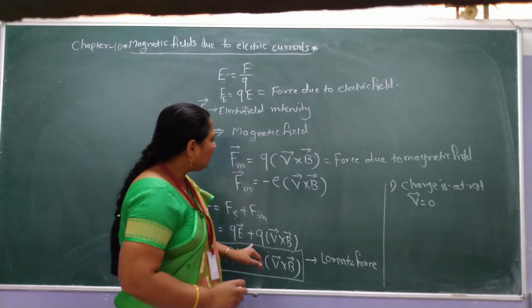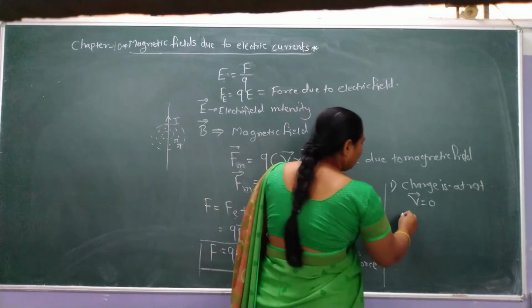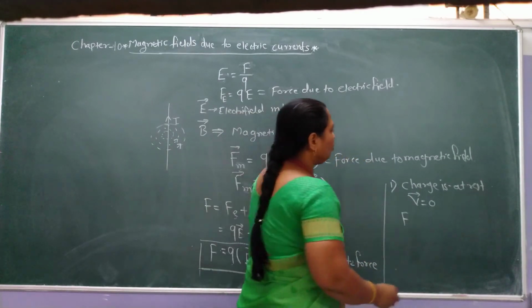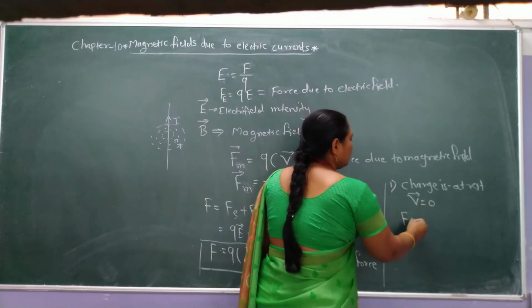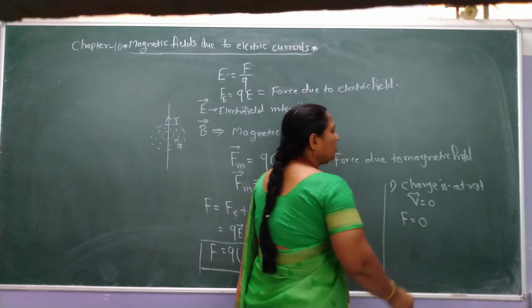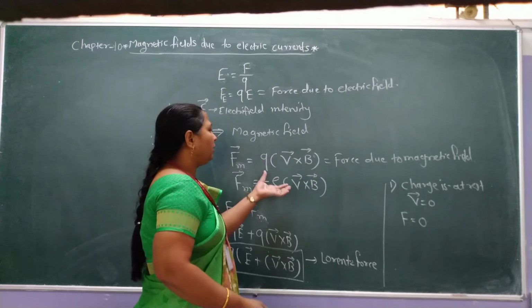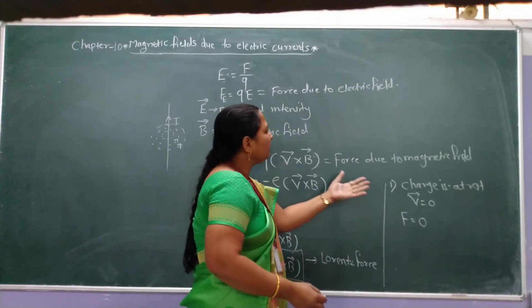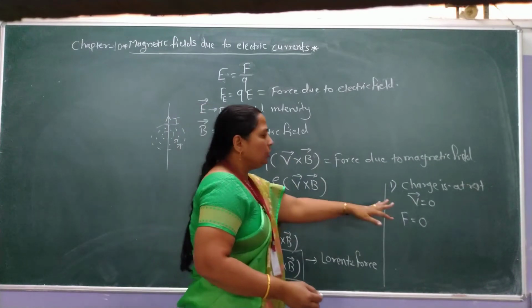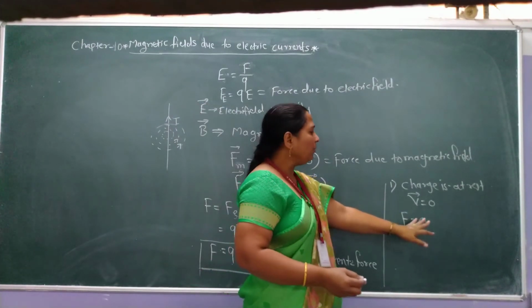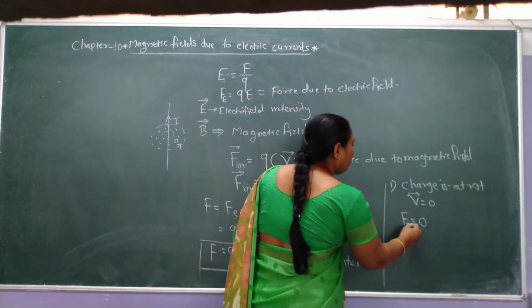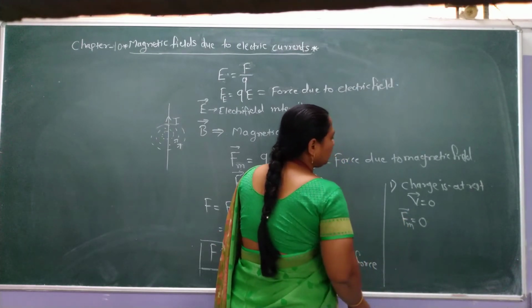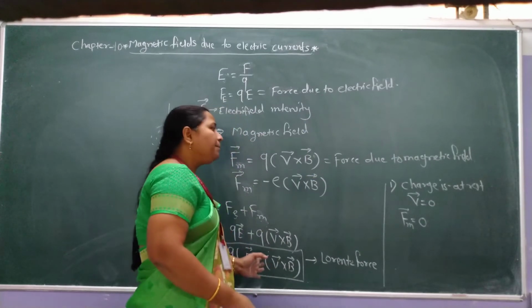Therefore, the total force acting on the charge is also 0 for the magnetic part. F is equal to Q times V cross B. Since the velocity is at rest, V cross B is equal to 0. Therefore, the magnetic force is 0, and only the electric force acts on it.